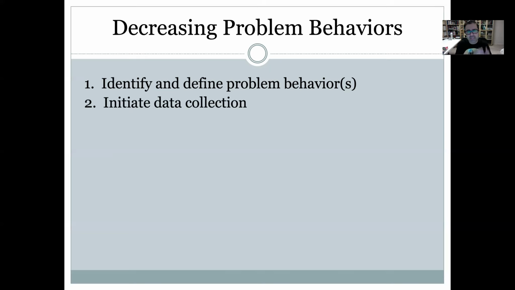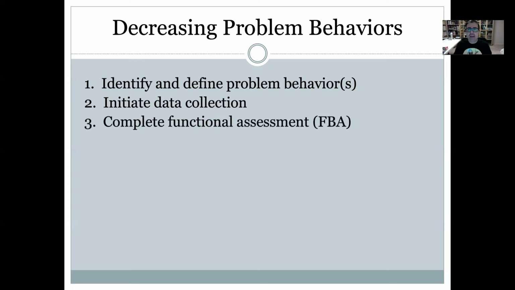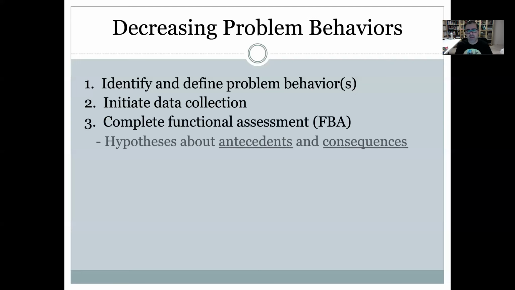Once you identify how you're going to measure and what you're going to measure, you can initiate data collection. Then you need to complete a functional assessment. You're going to run your assessment to find out if the behavior is maintained by social positive, social negative, automatic positive, automatic negative, and what do those look like? So is it social positive in the form of attention? Is it social positive in the form of getting something, a tangible? What does it look like?